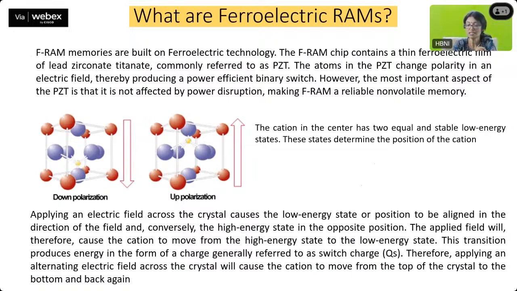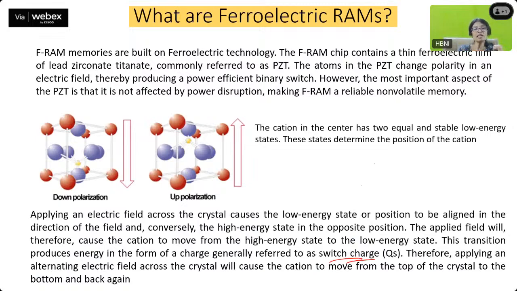It has two equal and stable low energy states, and these states will determine the position of the cation. Applying an electric field across the crystal causes the low energy state or position to be aligned in the direction of the field, whereas on the opposite side, the high energy state is going to be in the opposite position. The applied field will cause the cation to move from a high energy state to a low energy state. This transition produces energy in the form of a charge, which is known as the switch charge.